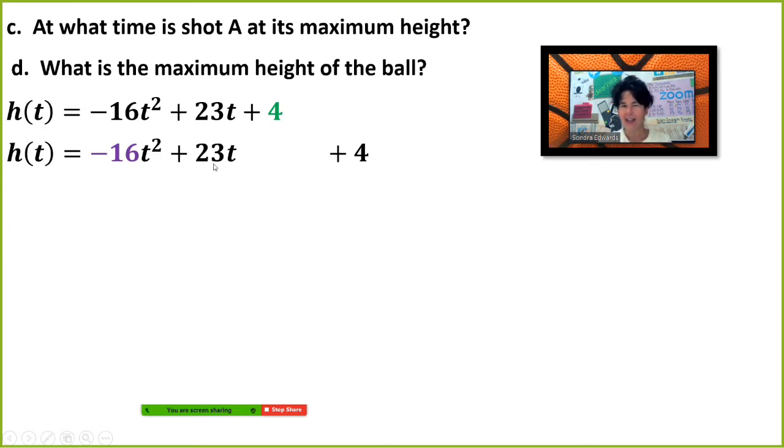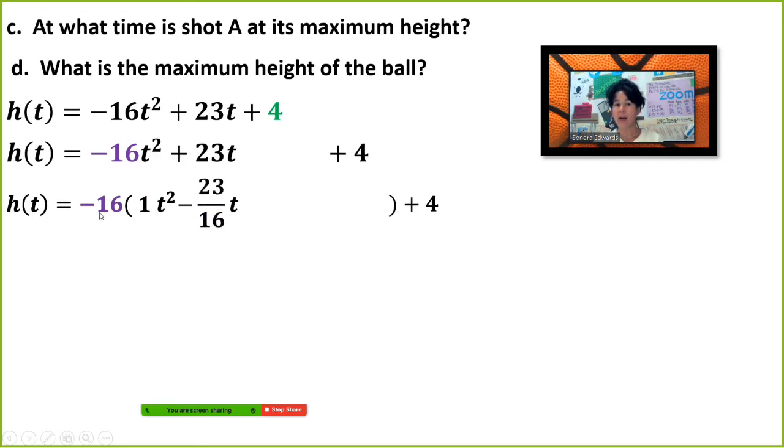You might be thinking, how can I factor out negative 16 from 23? But remember, when you factor a number out, what you are really doing is just dividing the term by what you are taking out. So negative 16 divided by negative 16 is going to be 1. And 23 divided by negative 16 is negative 23 over 16.